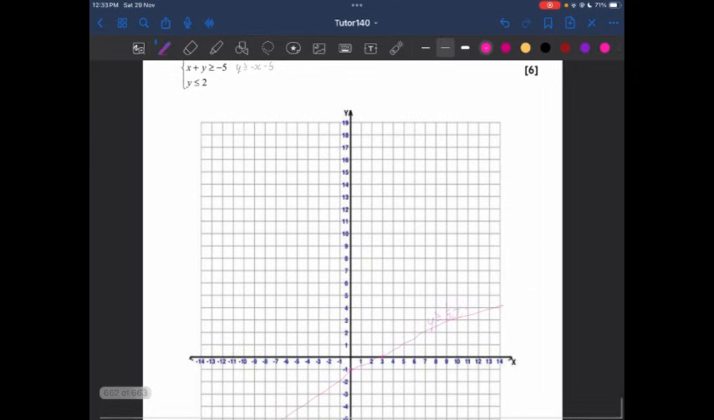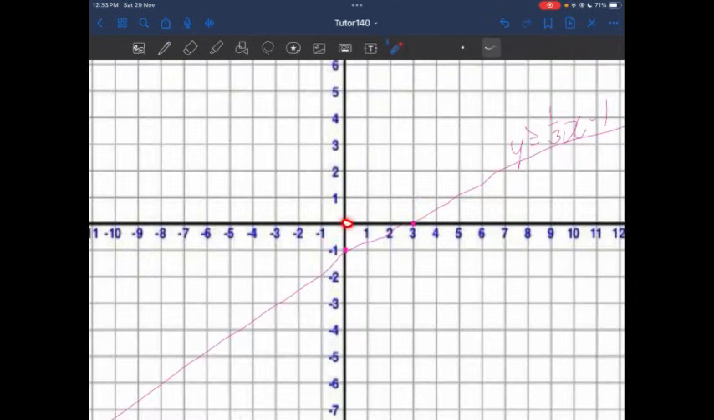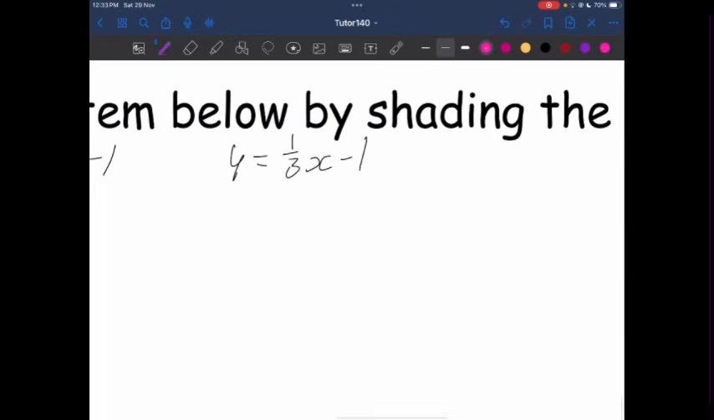Now, to see which area we're shading, you're going to choose a test point that is not directly on the line. So I'm going to choose 0, 0 right here, since it's not on the line. I'm just going to substitute it into the formula. So 0 is greater than or equal to 1 over 3 times 0. Sorry, not like that.